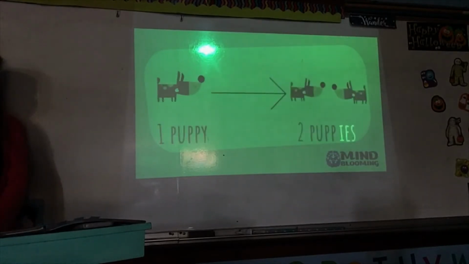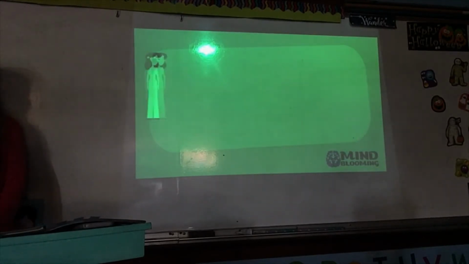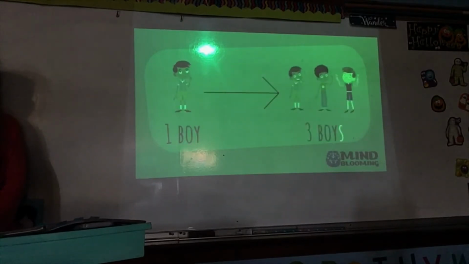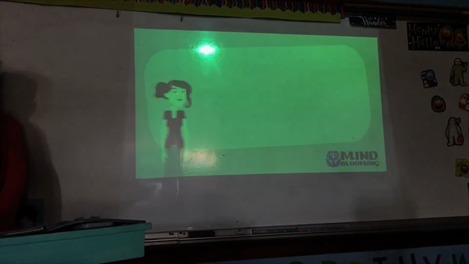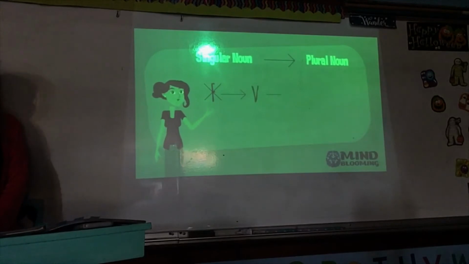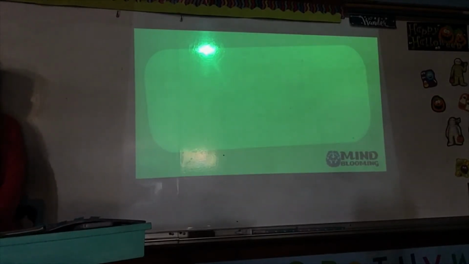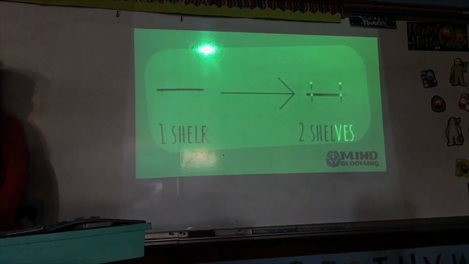For example, one puppy, two puppies. One lady, three ladies. One boy, three boys. To change a singular noun into a plural noun that ends in an f becomes v, then we add es. It's kind of like the consonant y. One leaf, six leaves. One shelf, two shelves.